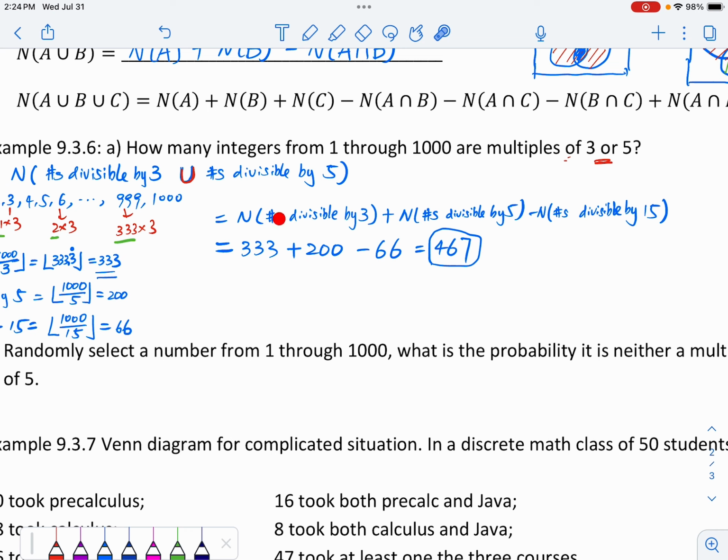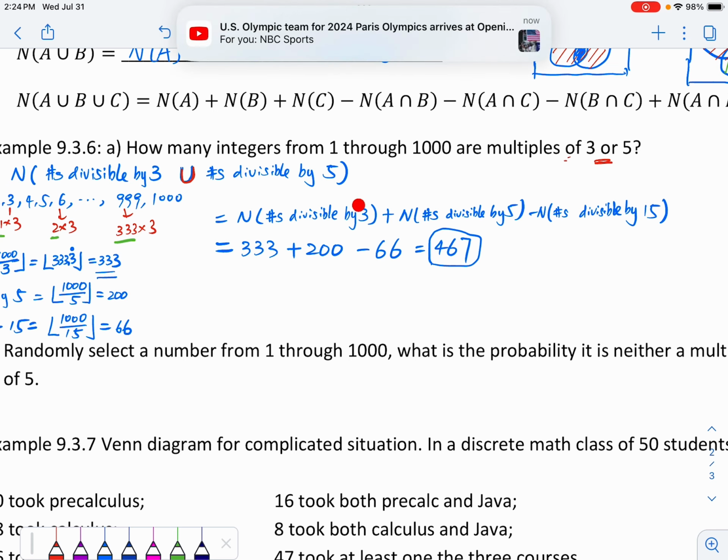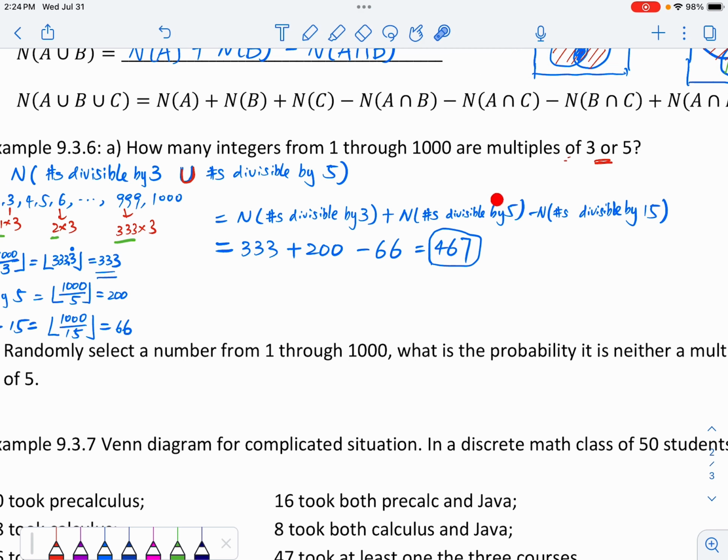By the way, you cannot simply add these two, because there are numbers that are at the same time a multiple of 3 and a multiple of 5. So if you add them, those will be added twice. That's why we have to subtract once.